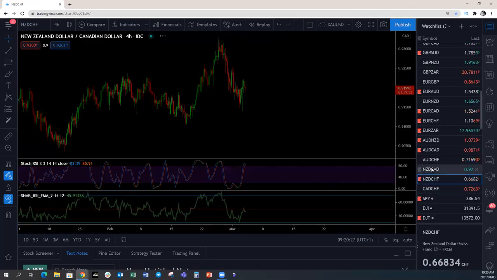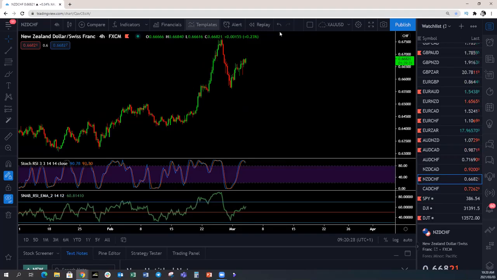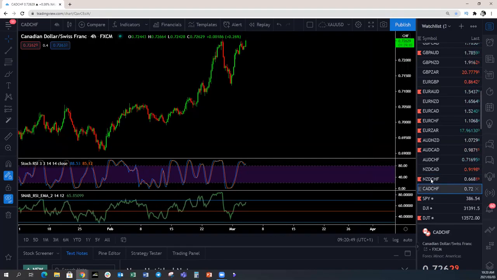New Zealand Swiss franc also moved above 50 on the 4 hour. Let's see if this is going to drop. Only if it drops, then we're going to look for that trade below. If we close below the lower boundary of the flag, we'll look for a trade to the downside. And also the daily RSI must confirm that it's below 50.